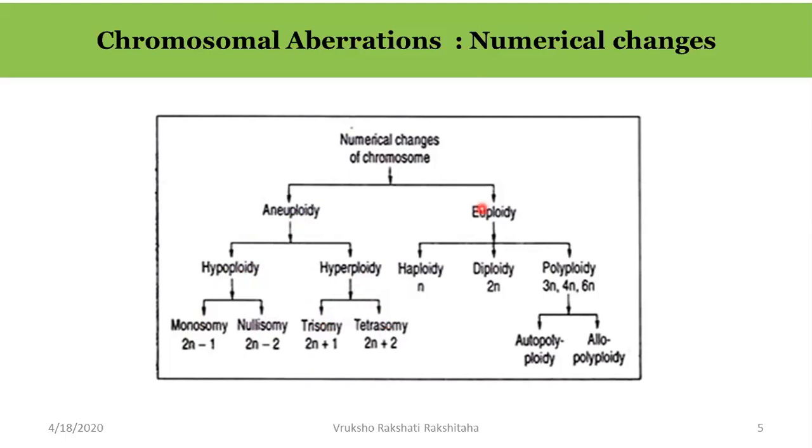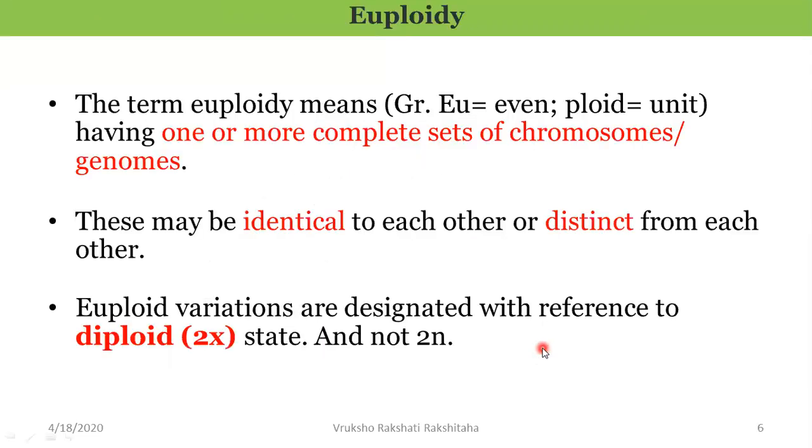Now let us look into euploidy. So euploidy is a phenomenon wherein the change in the chromosome number takes place by one or more sets. This is categorized into haploidy, diploidy and polyploidy. Polyploidy is further categorized into autopolyploidy and allopolyploidy. So in this talk, I'll be dealing with euploidy, polyploidy and autopolyploidy in particular.